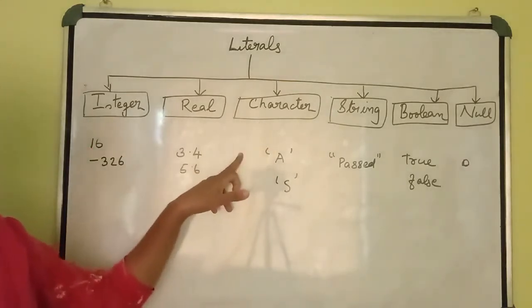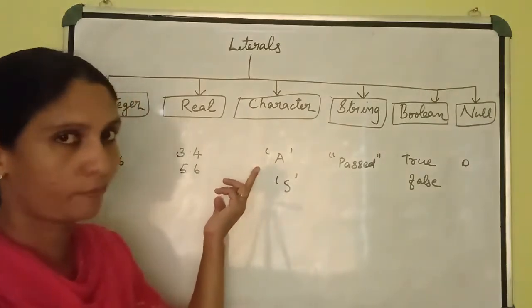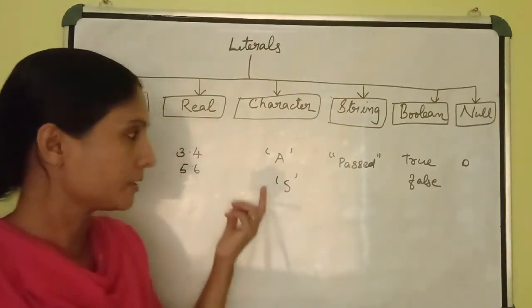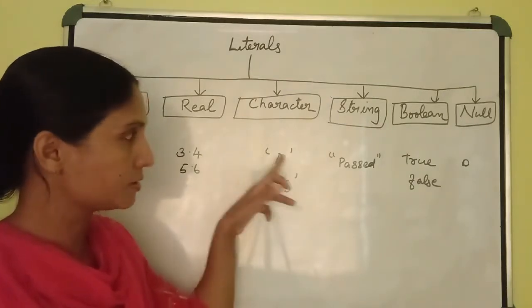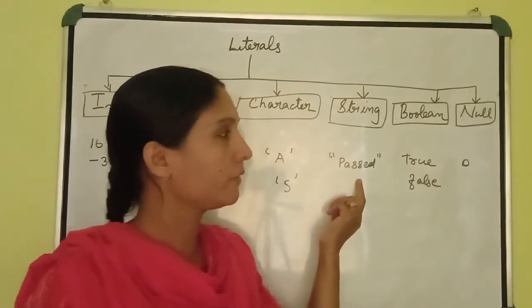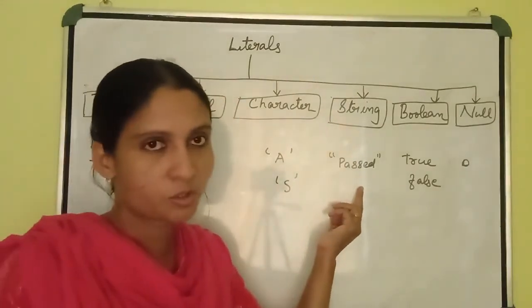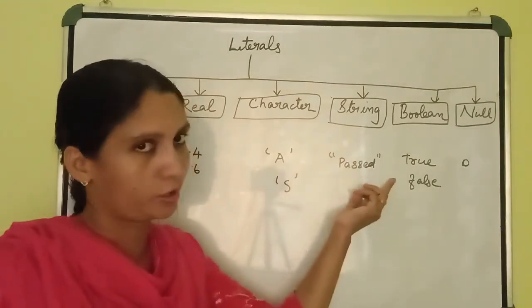And what's meant by character literal? Character literals are enclosed within a single inverted comma. With one letter, we can represent like this. This is called a character literal, and we use this single inverted comma. And what's meant by string literal? With a double inverted comma, we can represent the words or sentence. This is called a string literal, okay, with a double inverted comma.